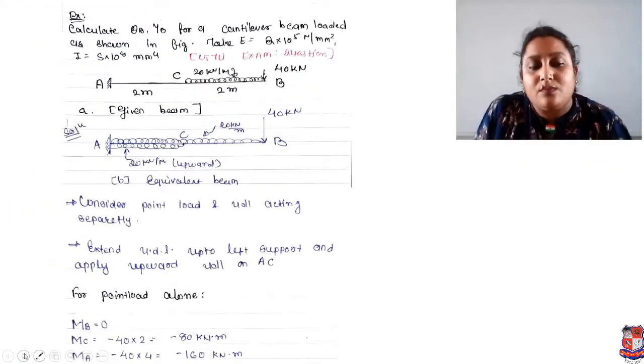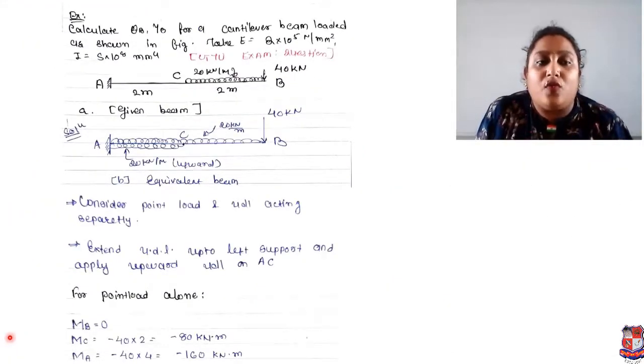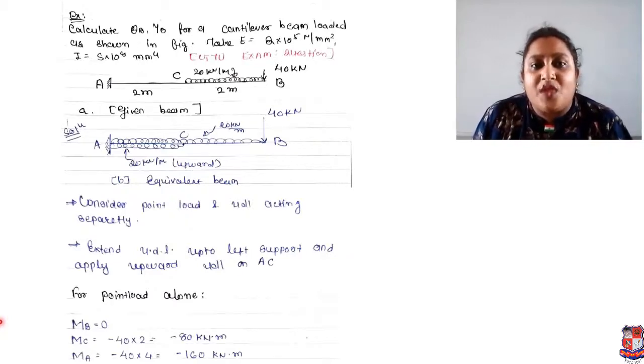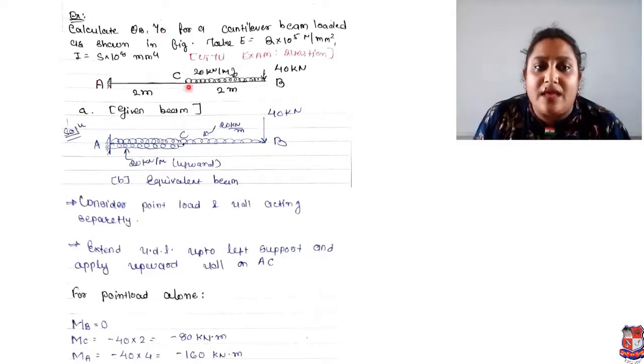Okay, so now we have to go for our another problem. Similar problem, that problem was also asked in GTU, so we have to focus on that. Calculate theta B and YB for a cantilever beam loaded as shown in the figure. Take E is equal to 2 into 10 raised to 5 Newton per mm square, I is equal to 5 into 10 raised to 8 mm raised to 4. So the values of E and I are given. We have to find theta B and YB for the cantilever beam loaded as per the shown figure.